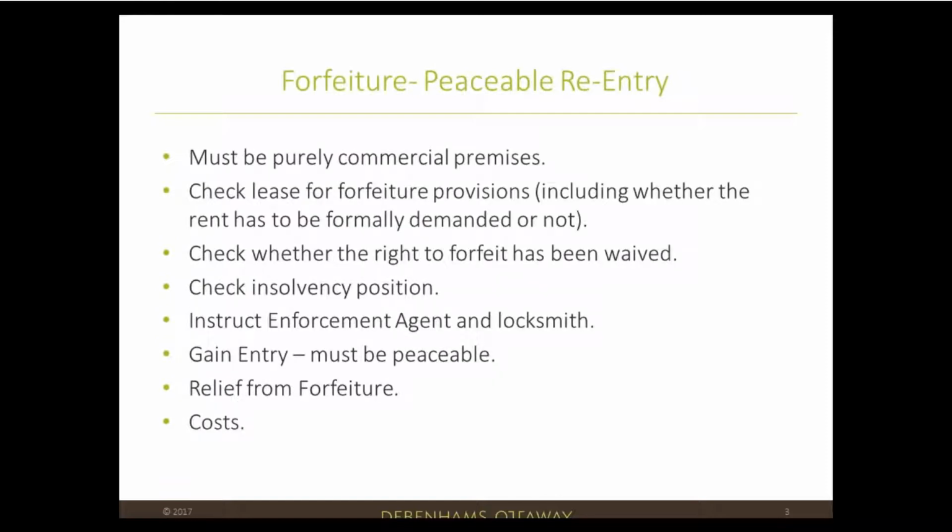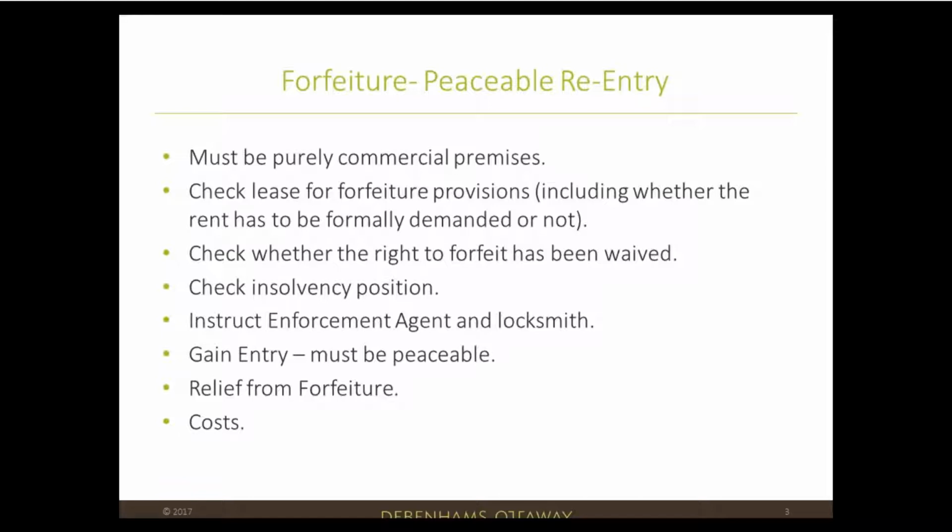Now, getting straight into it, we'll be looking firstly at forfeiture by peaceable re-entry. Forfeiture is basically a way of terminating a lease. It isn't strictly speaking a way of recovering rent, but it is a way of giving a tenant a short, sharp shock, which will hopefully prompt them into paying the money that they owe you.